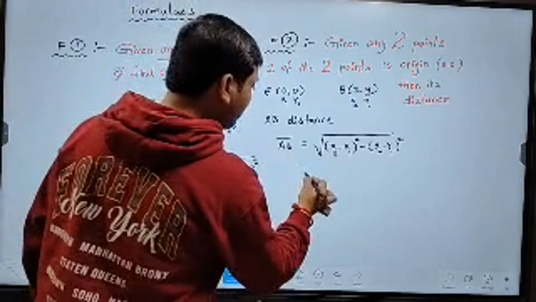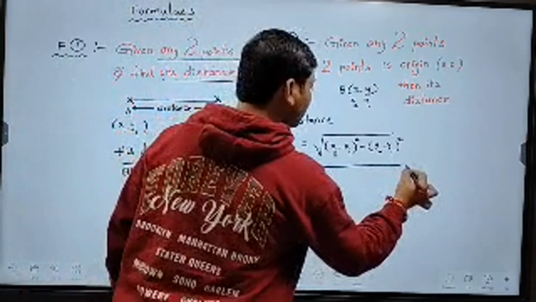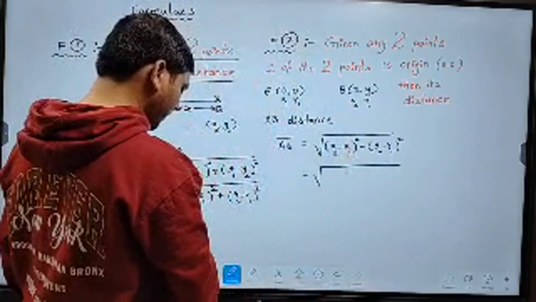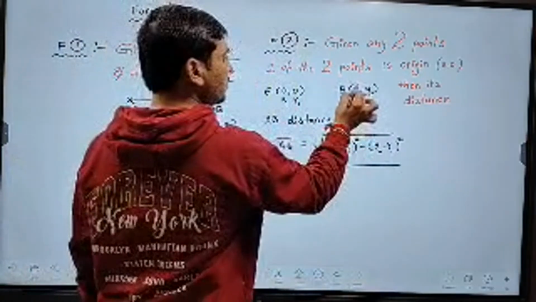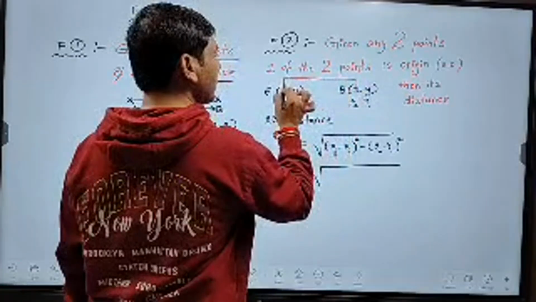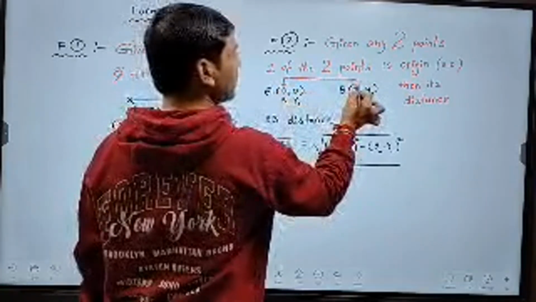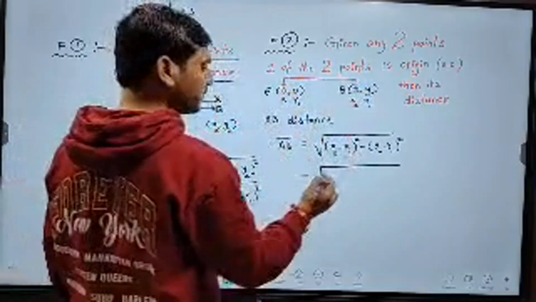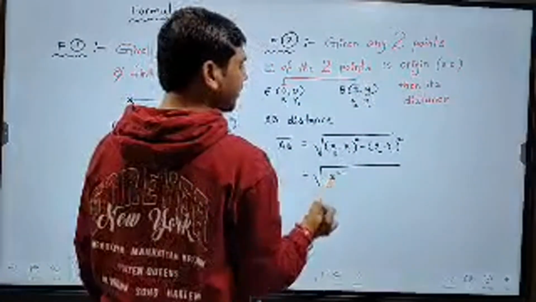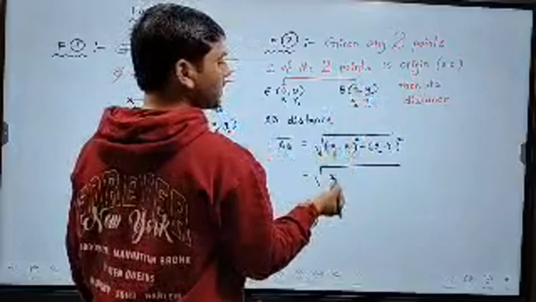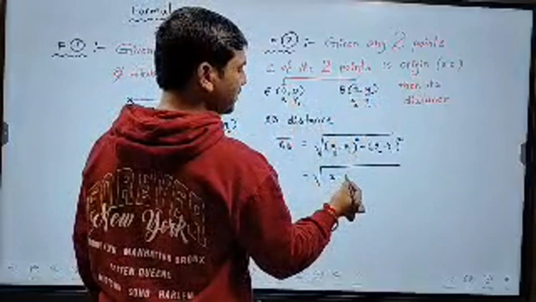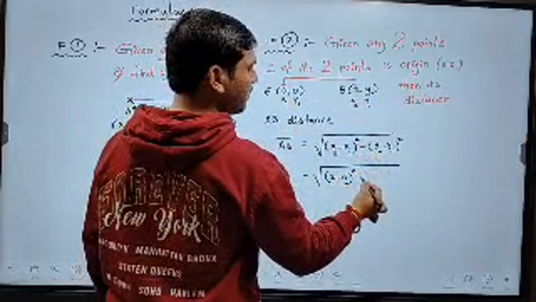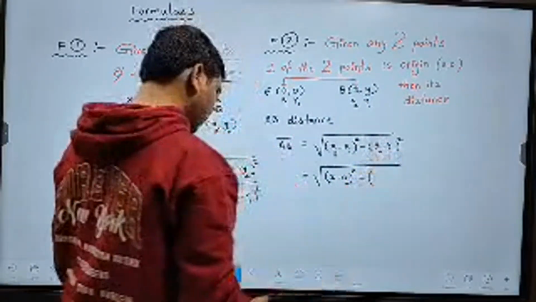Now tell me the formula. Substitute the values. The difference x2 minus x1: how much, students? x2 is replaced by x, minus x1 which is 0, whole square, and plus. Now y2 minus y1.